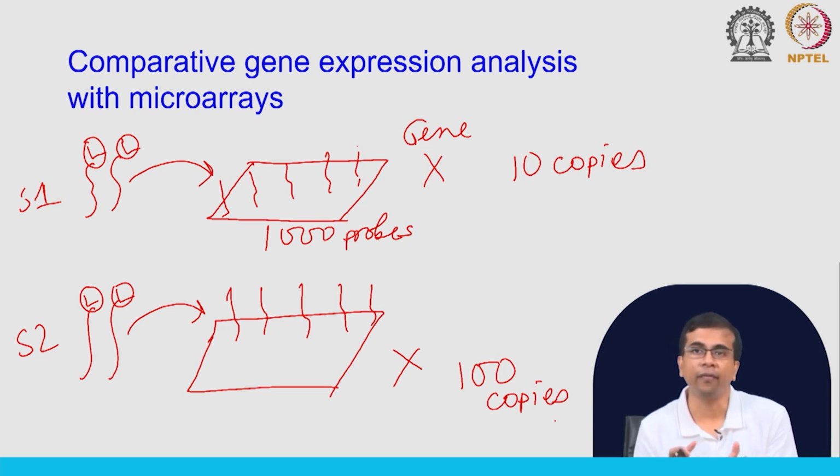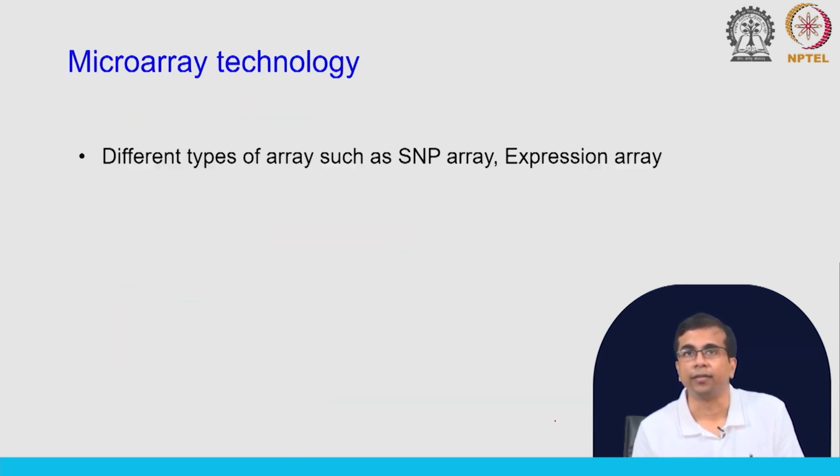This can now be repeated for multiple genes. As I said, you can have millions of probes, so you can do this for 5,000 genes or 10,000 genes, and compare expression levels of genes between these two samples. As you can probably imagine, you need different types of arrays for these two different types of analysis. You need something called a SNP array, which will help you identify mutations or genotypes, and you also need something called an expression array that has to be designed for gene expression analysis.